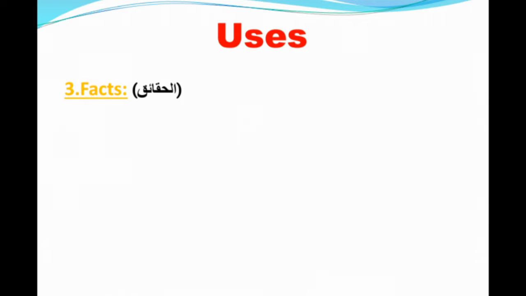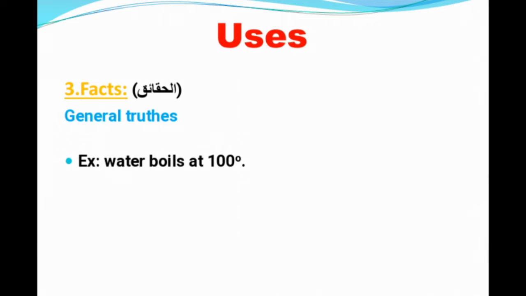Perfect. The third use: facts, حقائق, general truths. Example: Water boils at 100 degrees. The sun rises up from the east. These are facts, general truths, يعني حقائق علمية ما كتبدلش. Always it's the same.